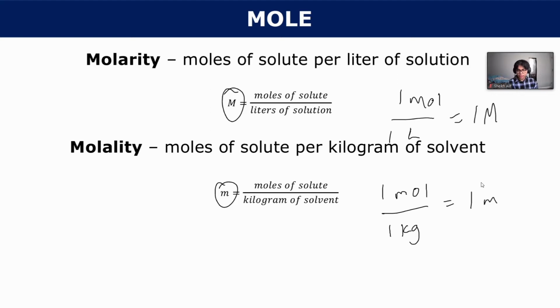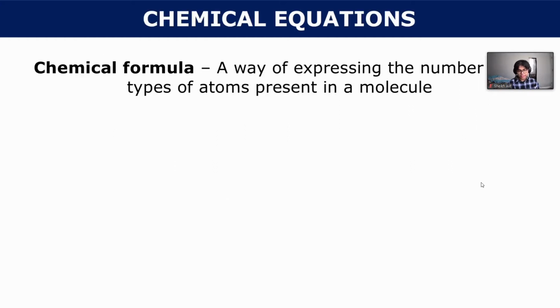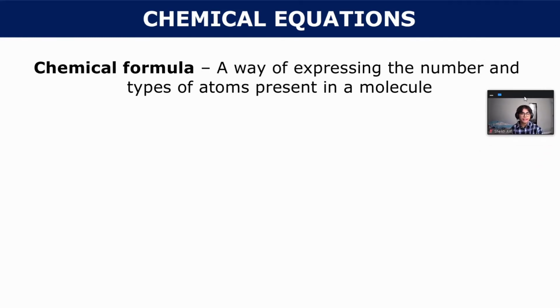And so now that we have a good idea of what a mole is and how to use it, we can start talking about chemical equations. But before we can get into chemical equations, we need to know about chemical formulas, which are just a way of representing the number and types of atoms present in a molecule. I think my thing is blocking the "and" there. And you've definitely seen chemical formulas before, right?